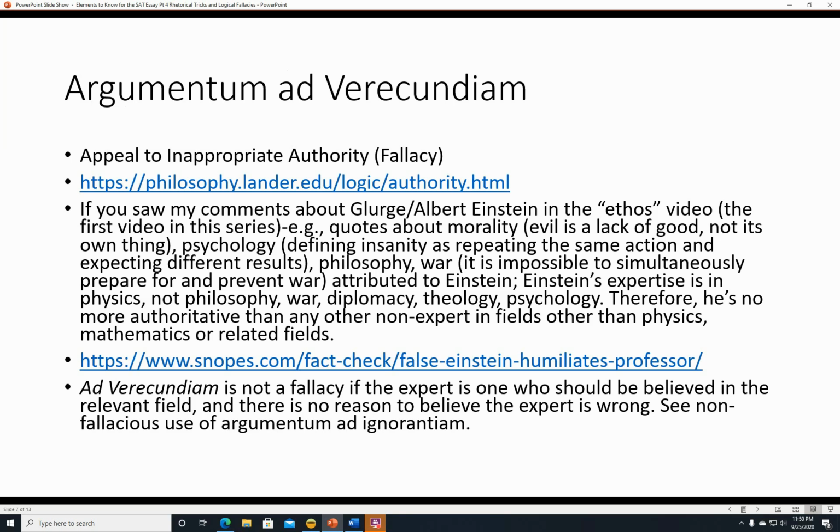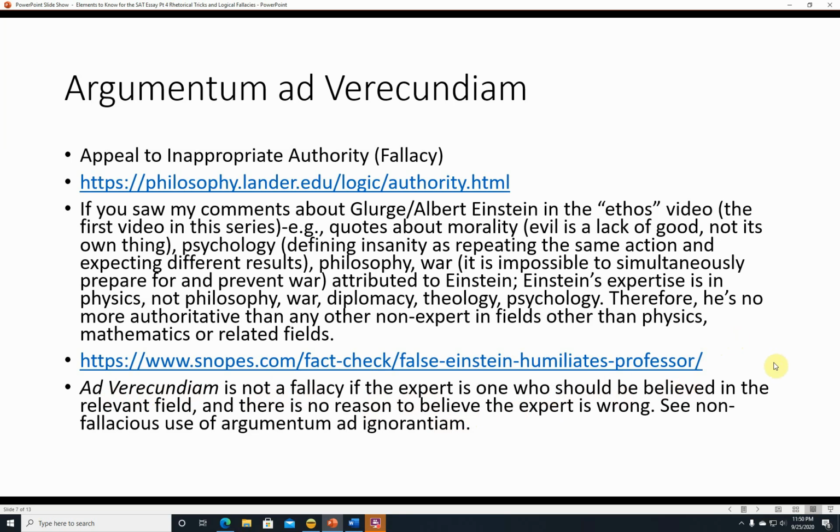And you can find this at www.snopes.com. Fact check: false, Einstein humiliates professor, which, as you might guess, means that this is false. But you can look it up. You don't have to believe me. And hey, maybe you should. Maybe you should check things that I say. Anyway, ad Verecundiam is not a fallacy if the expert is one who should be believed in the relevant field.